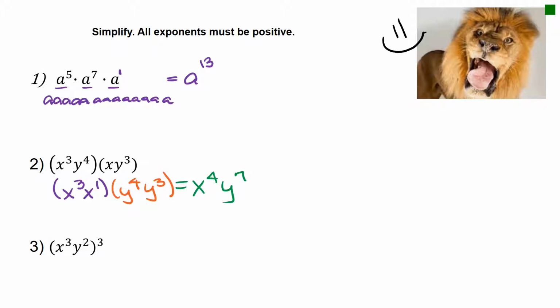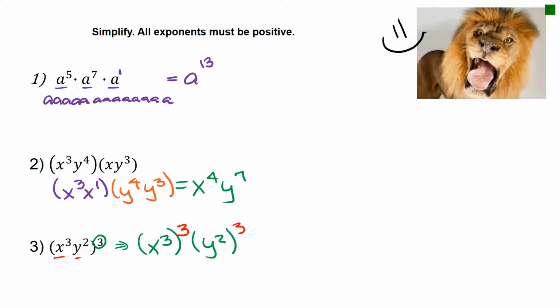Okay, on number 3, we've got a creeper. We've got a power being taken to a power. Now remember, I always say creepers multiply your fear. So the first thing we're going to do is give that x cubed the creeper of 3. And we're going to give that y to the 2nd the creeper of 3. Everything in the house gets the creeper.